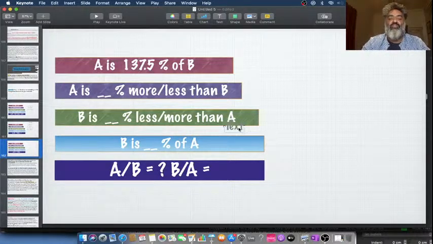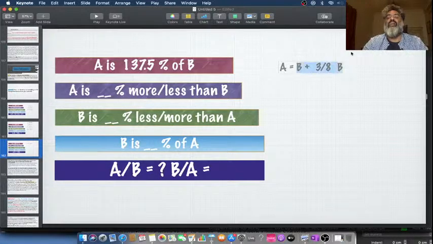So while you do it, let me also capture it side by side. A is equal to 137.5% of B, that means B plus 37.5% of B, right? Which can be rewritten as, instead of 37.5, I can write 3 by 8, and then B plus 3 by 8 of B. I can interpret it, A is equal to B plus 37.5%, that means A is 37.5% more than B, or I can simplify it to 11 by 8.